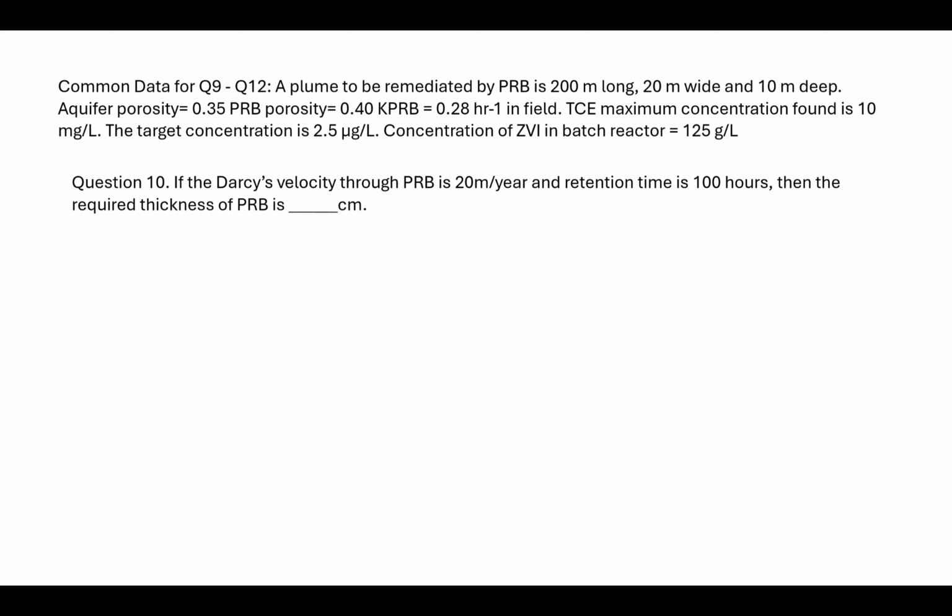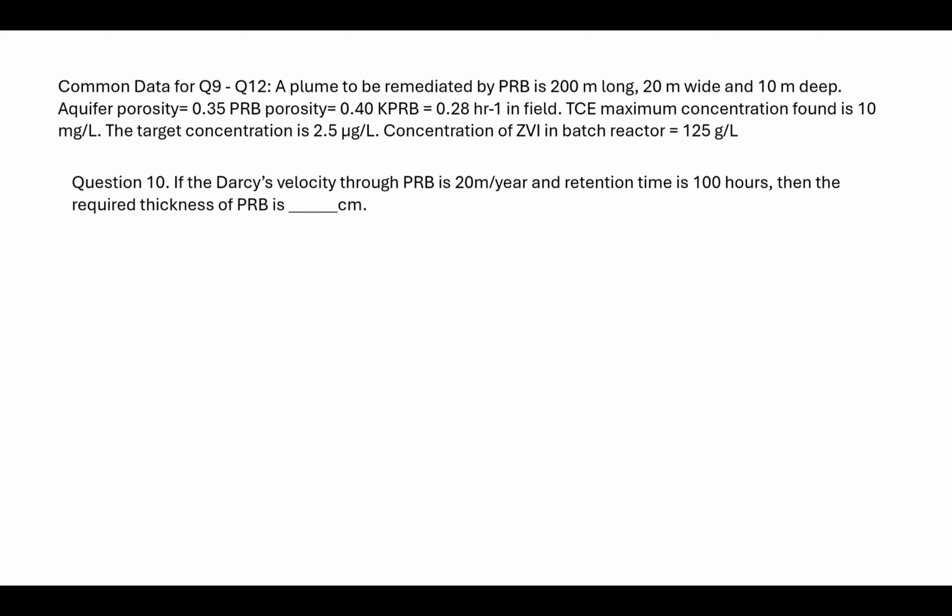So let me give a hint for this question. We have been given the Darcy's velocity, so we can find out the discharge. What will be the discharge? Darcy's velocity is considered by taking out the cross-sectional area, so here we do not consider the porosity. Darcy's velocity will be discharge per unit cross-sectional area, and from here we can find out the discharge.